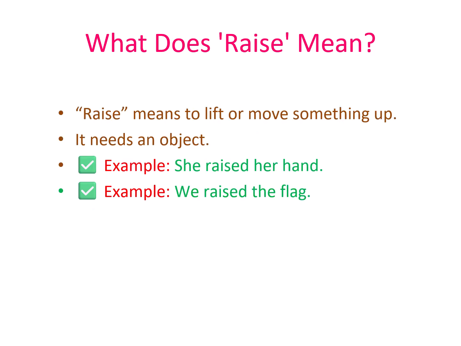Now let's talk about raise. Raise means to lift something up, and that something is important. It always needs an object. For example, she raised her hand. Here, hand is the object being raised. Or, we raised the flag. In both examples, you are doing the action to something else.